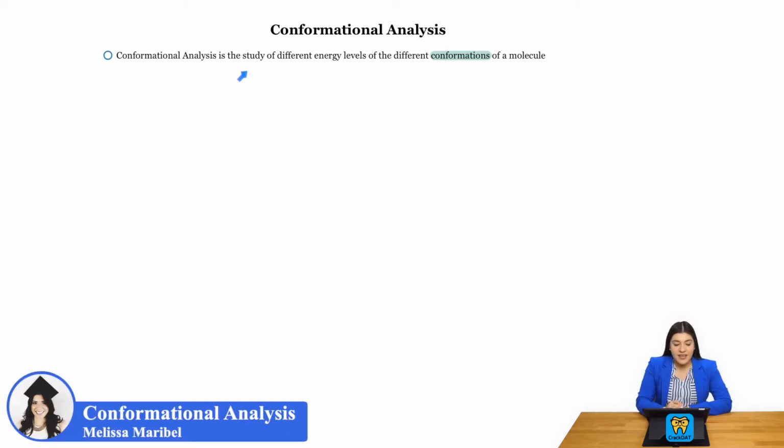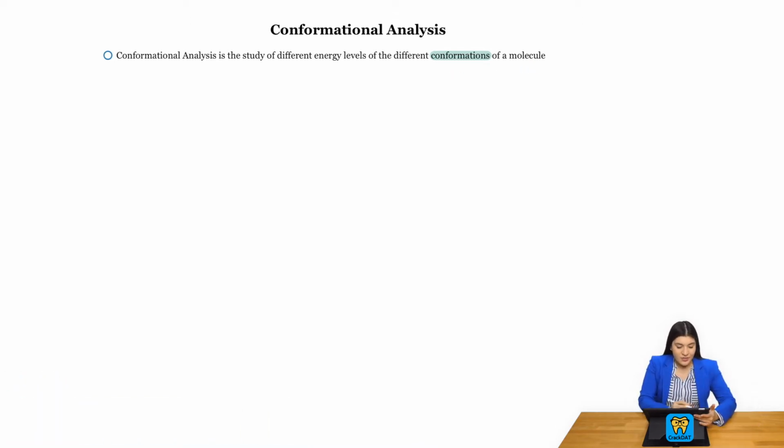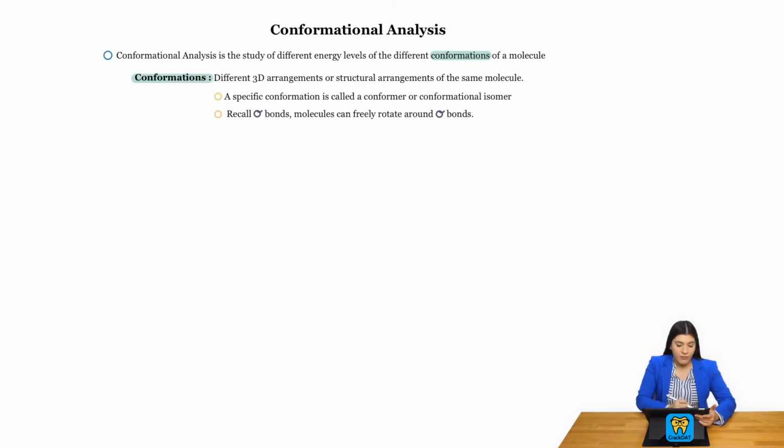Conformational analysis is the study of different energy levels of the different conformations of a molecule. But what are these conformations? Specifically, when we're talking about different conformations of a molecule, we are referring to different 3D arrangements or structural arrangements of the same exact molecule.